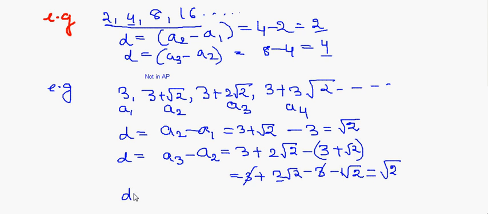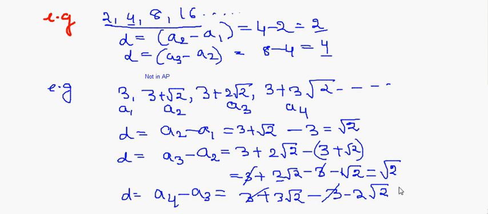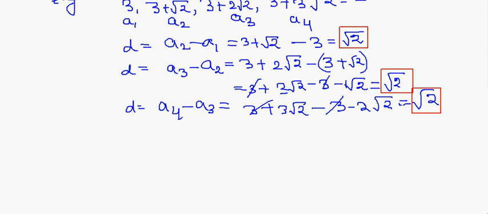And the third one, just to check, is A4 minus A3, that gives you 3 plus 3 root 2 minus, keeping the same process as we did here, I'm just directly removing the bracket this time, so that would give us this. And 3 root 2 minus 2 root 2 is again another root 2. So if you can see, the common difference in this series remains the same throughout, root 2. So this sequence is in AP. We can say the sequence is in AP.